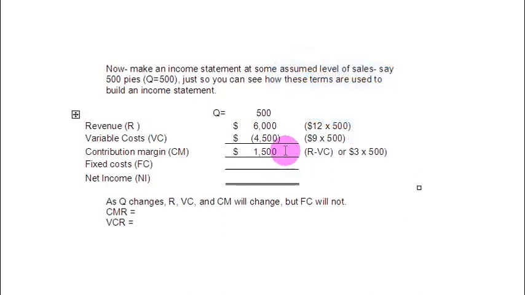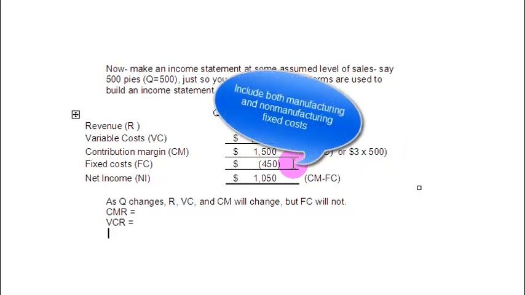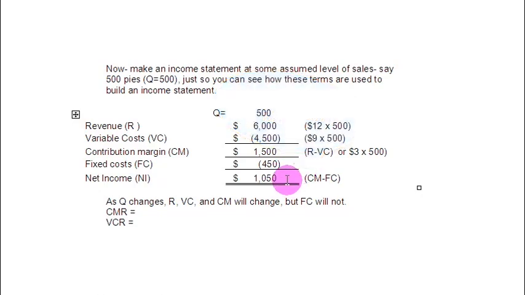In this case, we can compute the contribution margin most simply by taking 6,000 minus 4,500. That's the R minus the VC. You could also compute it by taking the per unit contribution margin of $3 a pie times 500 pies. From there, we just need to subtract fixed costs and we can arrive at net income. Fixed costs were $450. Contribution margin minus fixed costs leaves us with net income of $1,050. In our examples, we're going to assume a zero tax rate, but it's actually very easy to adjust CVP analysis for some assumed tax rate.